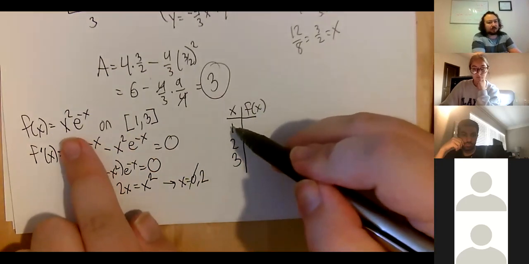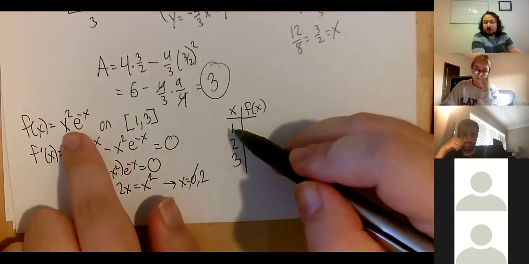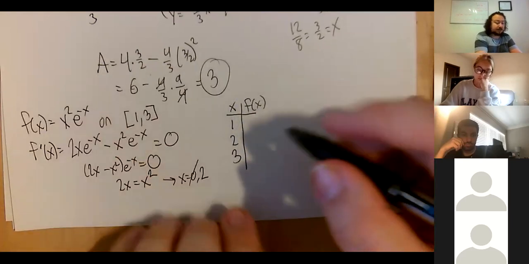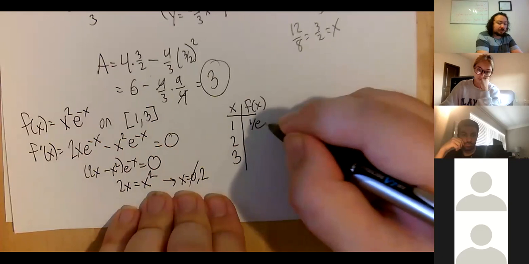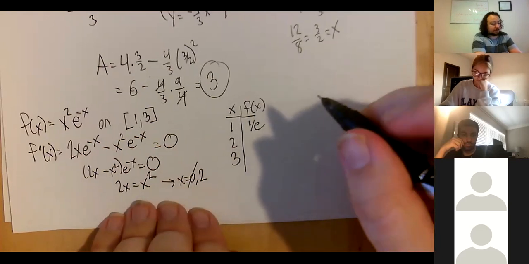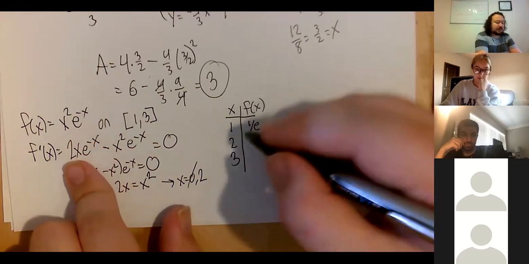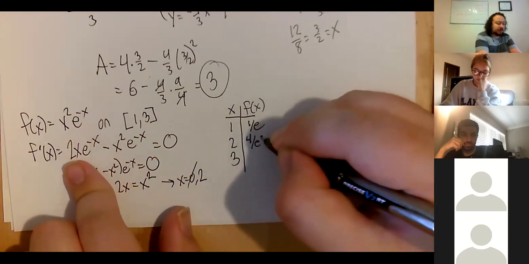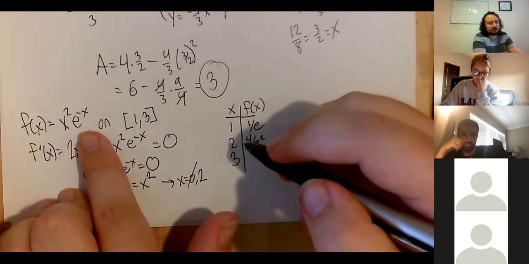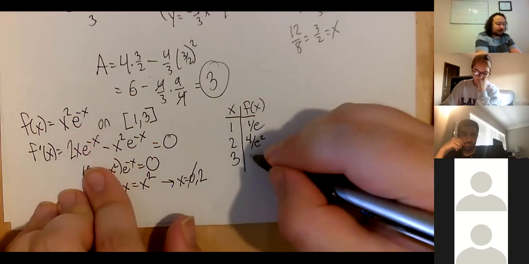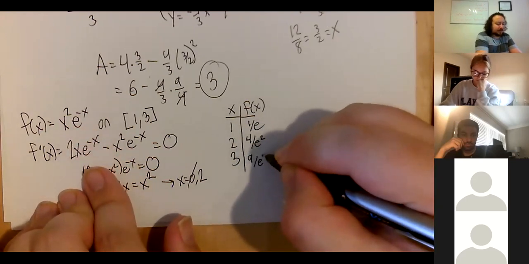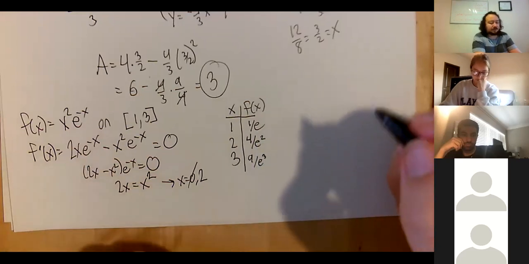So if I take 1, I plug it in here. I have 1 squared is 1 times e to the negative 1. That's 1 over e. Okay. I take 2, I'm going to plug that into here. That's going to give me 4 over e squared. Then I'll take 3 and plug that into here. That's going to give me 9 over e cubed.